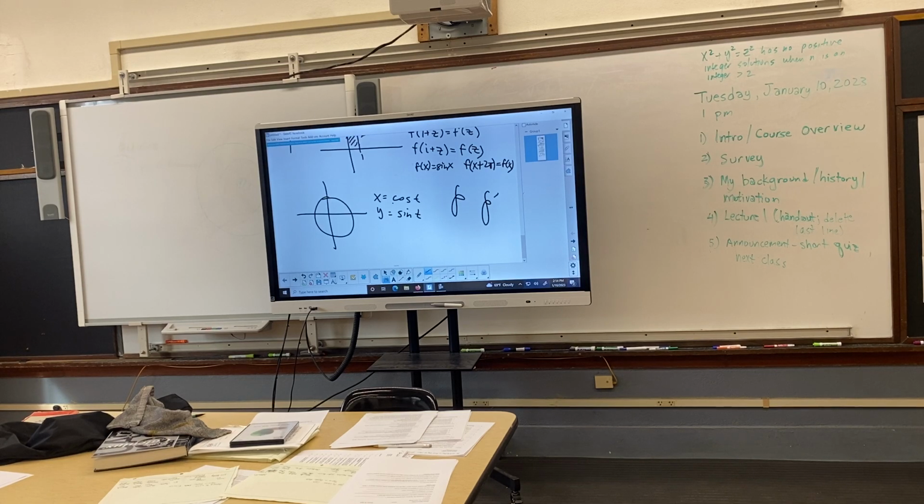What is a Pythagorean triple? A Pythagorean triple is a triplet of positive integer solutions to x squared plus y squared equals z squared. So a Pythagorean triple is a triplet of positive integers that satisfy x squared plus y squared is equal to z squared. Some examples are 3, 4, 5 and 5, 12, 13.